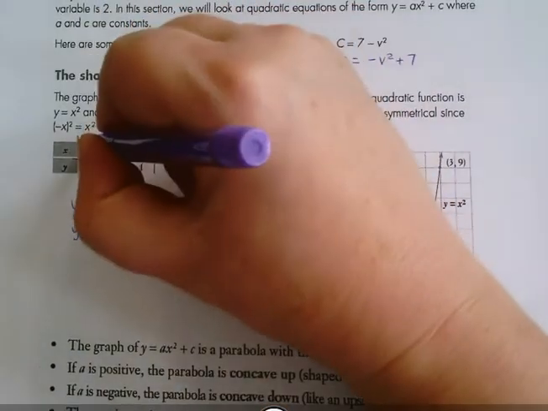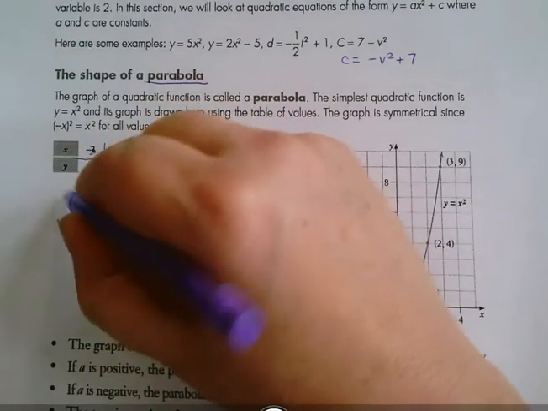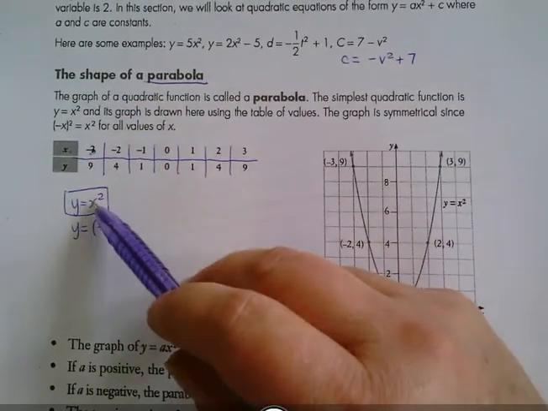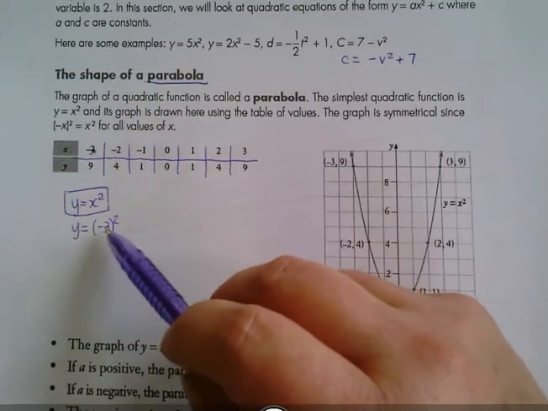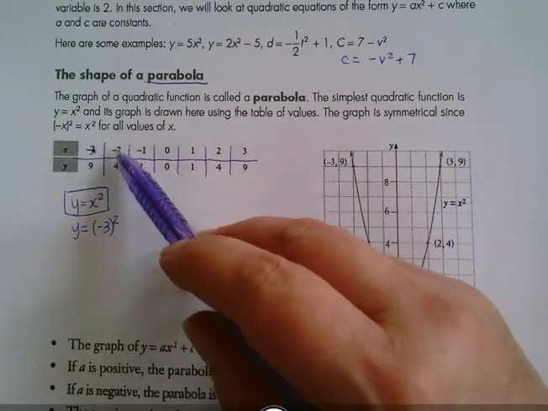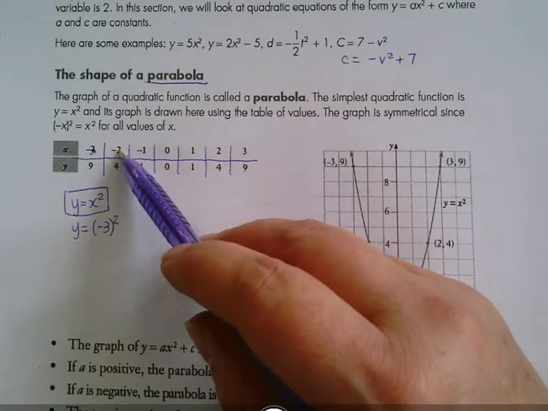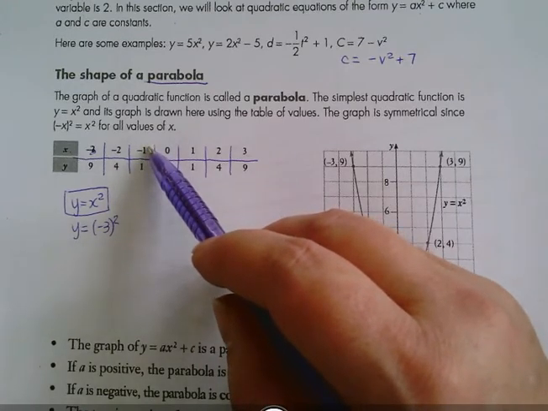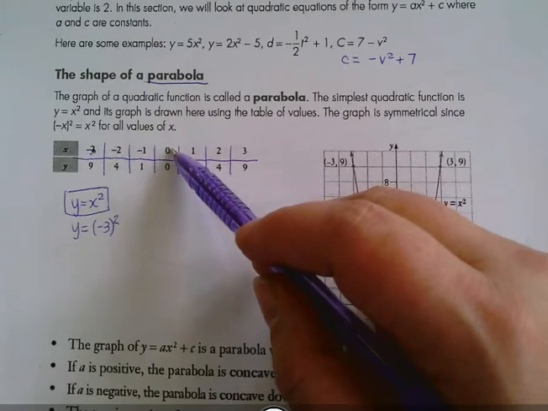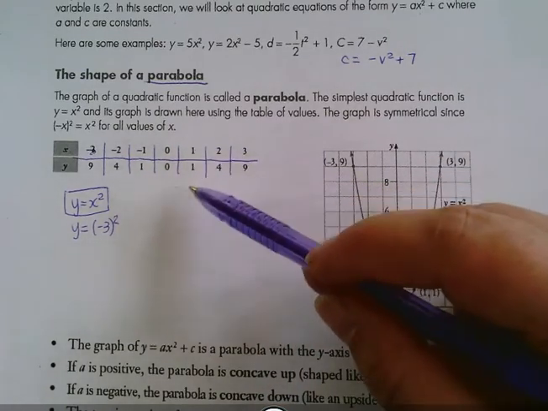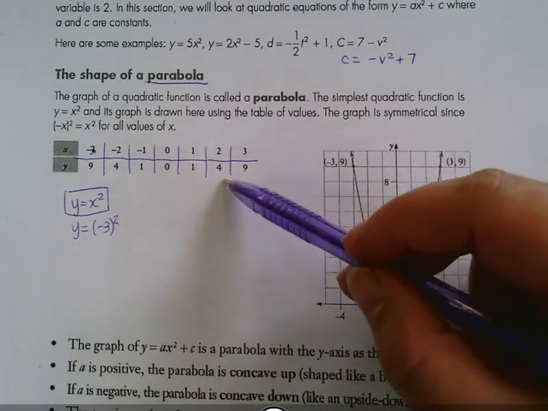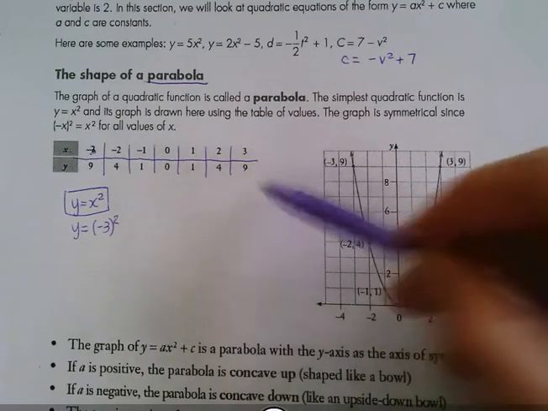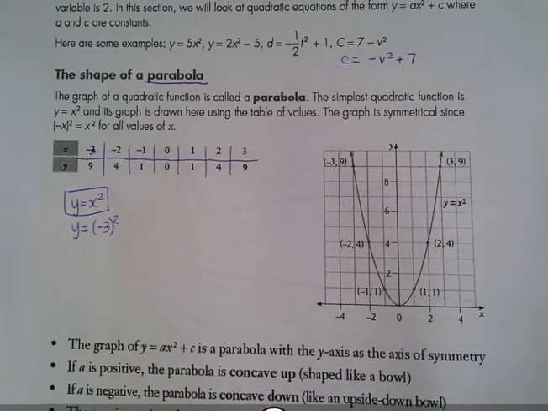So when x is negative 3, if I'm substituting into the formula y equals x squared, negative 3 squared is negative 3 times negative 3, which is 9. Negative 2 squared is negative 2 times negative 2, which is 4. When x is negative 1, negative 1 squared, negative 1 times negative 1 is 1. 0 squared is 0. 1 squared is 1. 2 squared is 4, sorry. 3 squared is 9. Now that's my table of values.